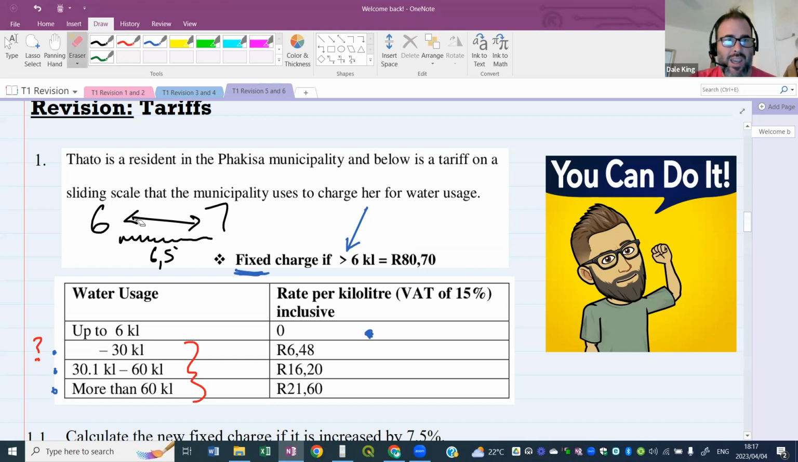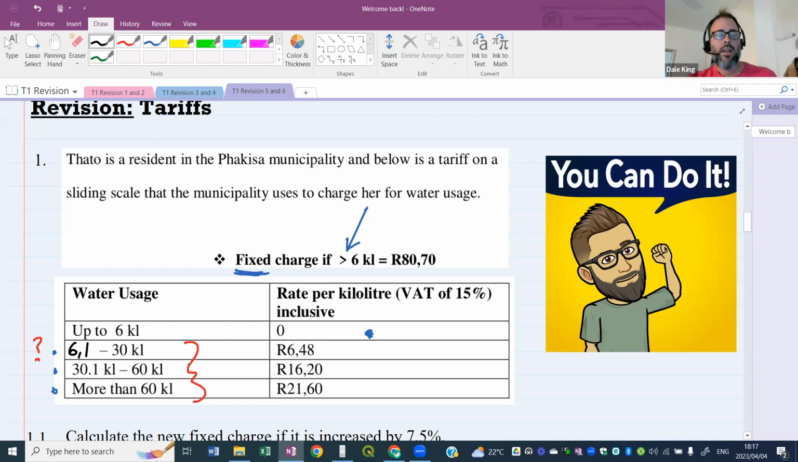So to try and take care of all those numbers, what we do is we write there 6,1. Now, it's not the best way to do it, but it's just a way to say if you're above 6 kiloliters, you're in the second bracket now. So that 6,1 is saying anything above 6 kiloliters, you go into this second bracket now. You can see in the third bracket, they've got 30,1 because the second bracket ends with 30. So the third bracket will start with 30,1.